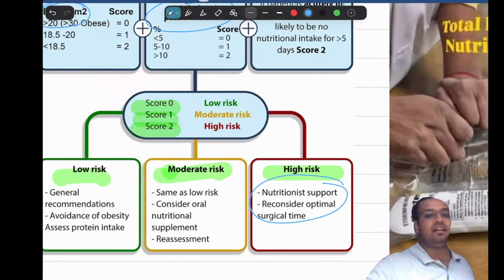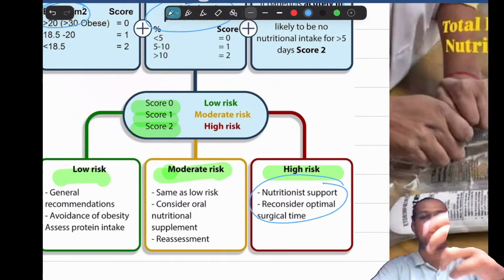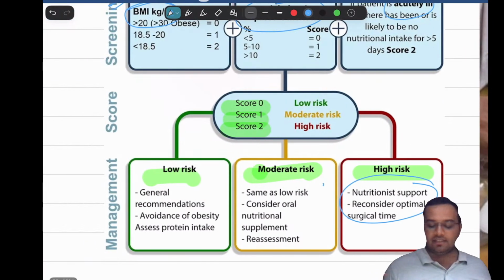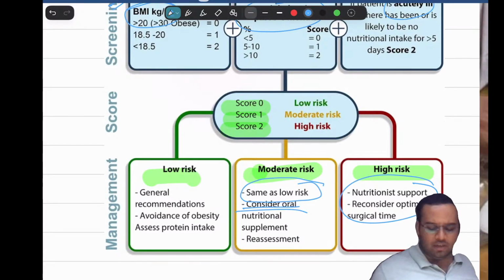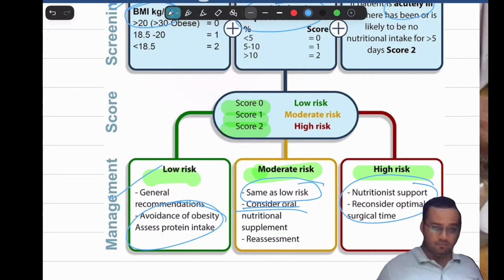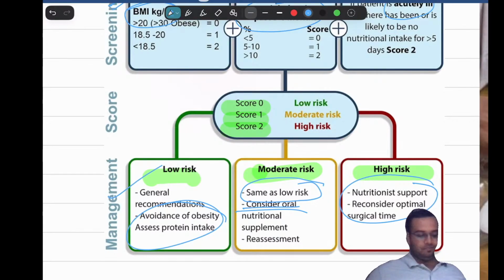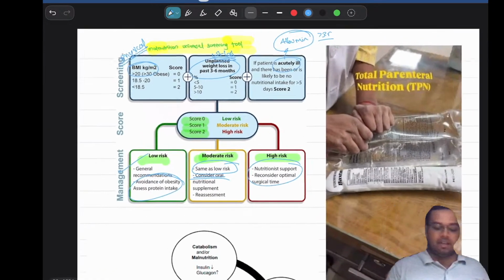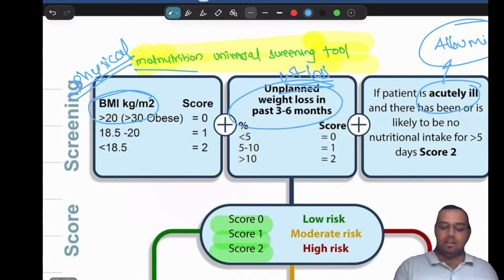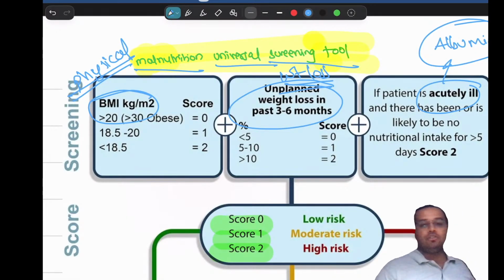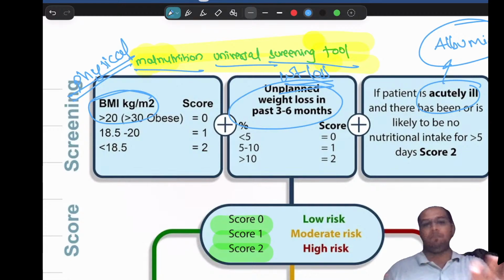And you should get a detailed diet plan, optimize the patient, and then operate. A moderate risk is same as low risk, but here you can give oral supplementations, and in low risk patient you can take the patient for surgery straight away. So this is nothing but MUST tool. What is MUST tool? Malnutrition Universal Screening Tool. So MUST tool is given in Bailey and Love for checking the pre-operative nutrition.